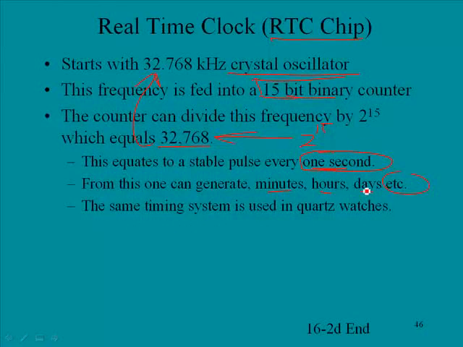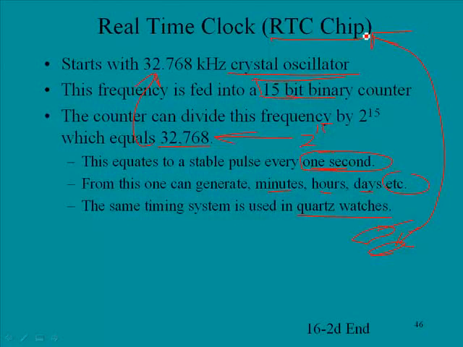The same timing system is actually used in quartz watches. So in a PC, typically you'll have 2 crystals on your system board. One will be the crystal that sets up the timing for the various buses, and the second crystal is this one right here, which is the real-time clock, which gives you your clock in your PC.